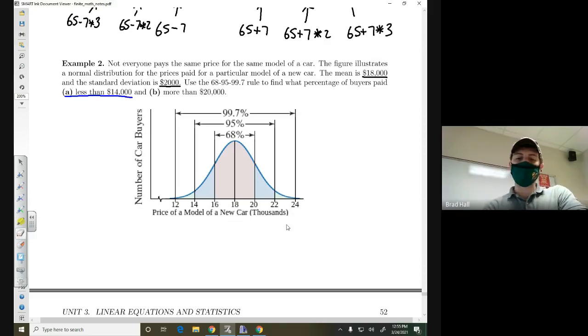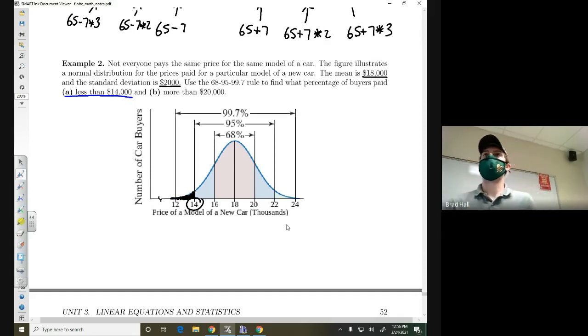So let's see how to use a graph like this. Now 14,000 is right here. I think we can all see that, it's right there. If we want to visualize the region that we want to know about, less than 14,000 would be this region that I'm shading in black right now. So that's what we want to figure out the percentage of.